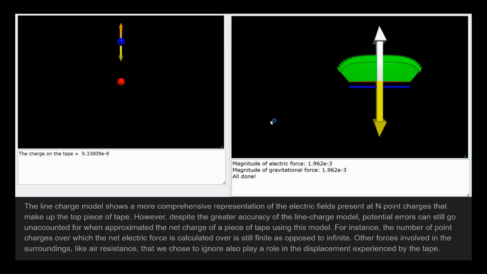Comparing the two computational models, we can see that the one on the right is the line charge model and is far more comprehensive than the one on the left, being the point charge model. However, despite the greater accuracy likely displayed by the line charge model, there are still potential errors present in both models. With the line charge model specifically, the number of point charges used to calculate and approximate the net charge on a piece of tape is still finite as opposed to infinite. So it's still not as accurate as it could be.